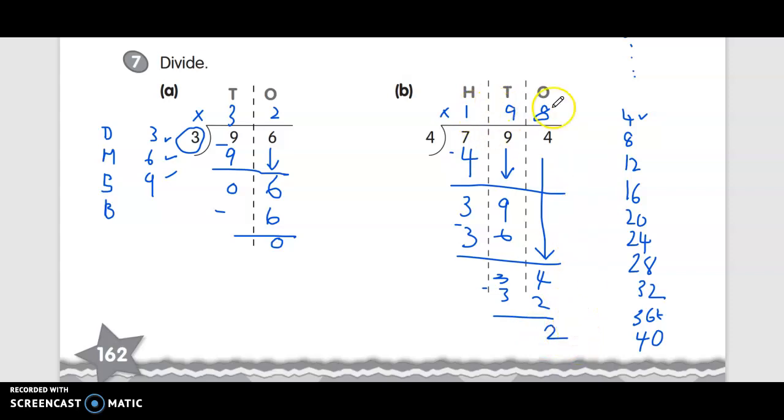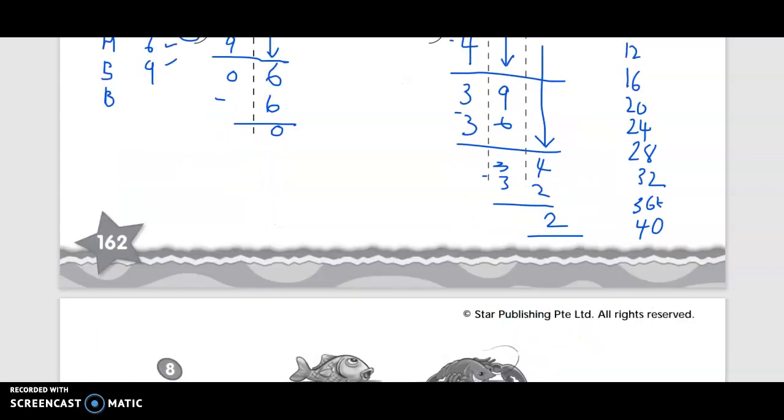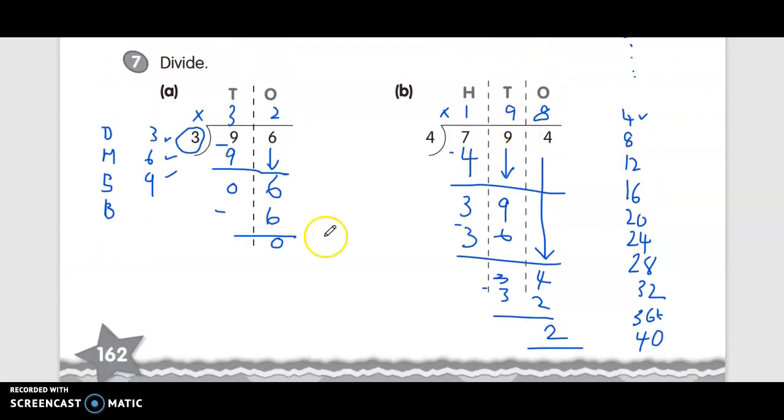So 198, remainder 2. Okay, so I will record up to 162. The next video, we will then watch the other questions on page 163 to 164.